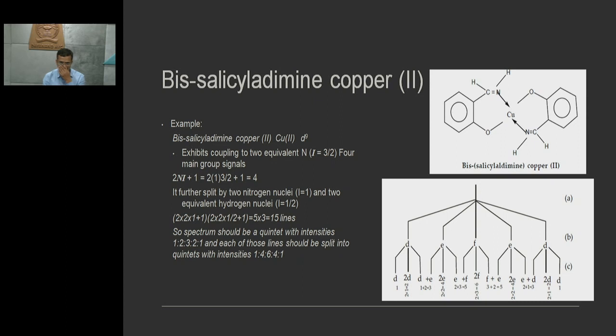Then another one, bis-salicylaldimine copper. Here also we have two equivalent nitrogens, with copper spin 3/2, giving 4 group signals. These are split into the major 4 groups, which are further split by 2 nitrogens and 2 equivalent hydrogens, and from that we get 15 lines. So that way we get a quintet with this intensity ratio.